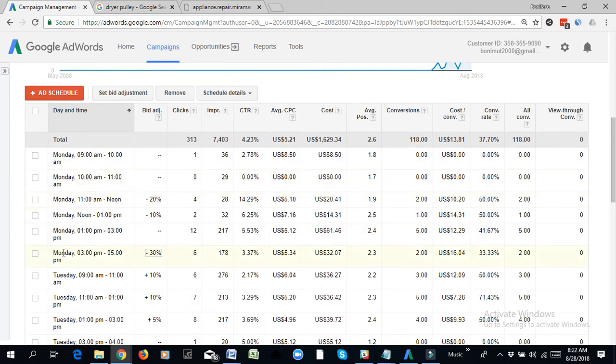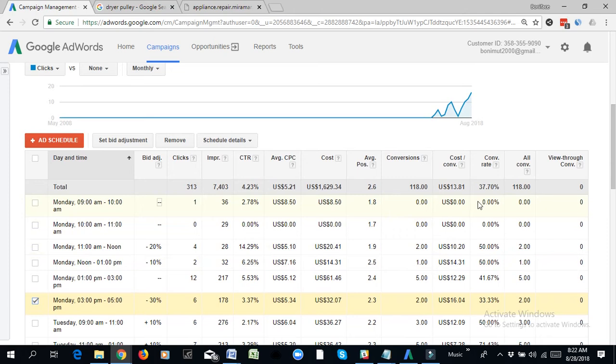So here we look at each day at a time, we sort by day and time. So for Monday up to this point here, we look at everything here for Monday. Cost per conversion 0. We only have one click there, so that's okay. We can leave it until we get more clicks and know what is happening here, whether we are going to get conversions and at what cost.